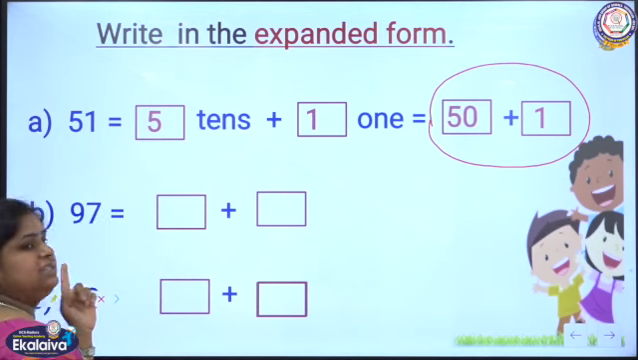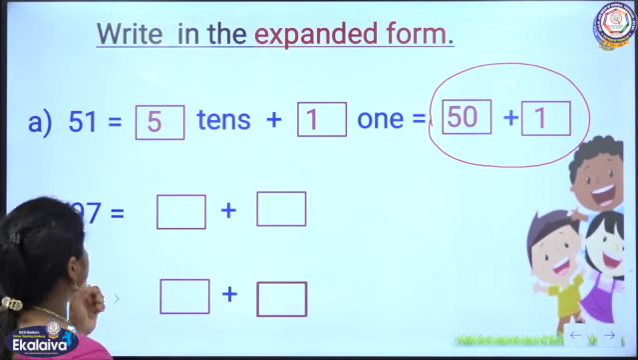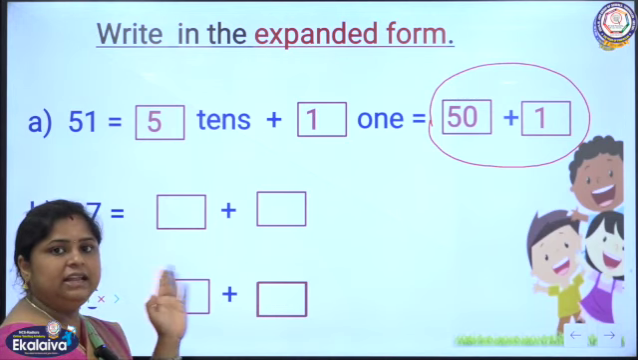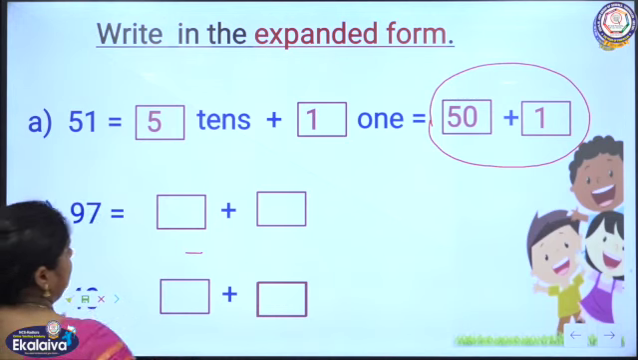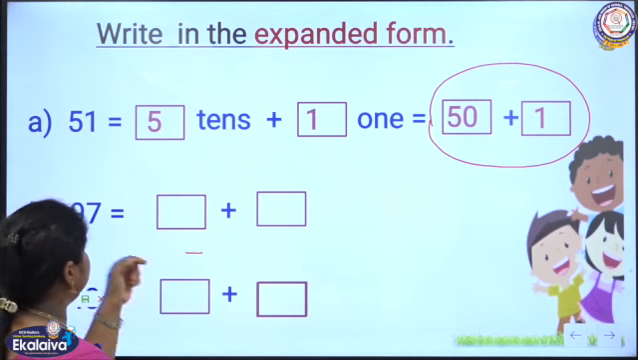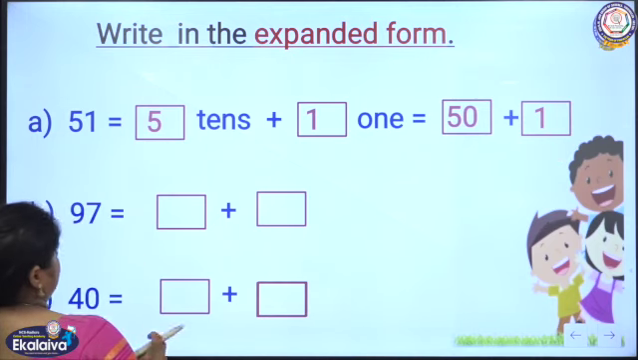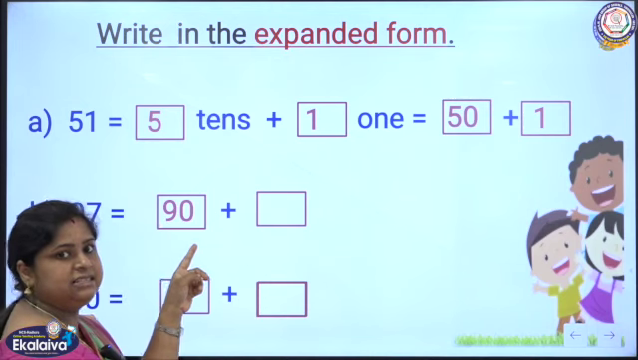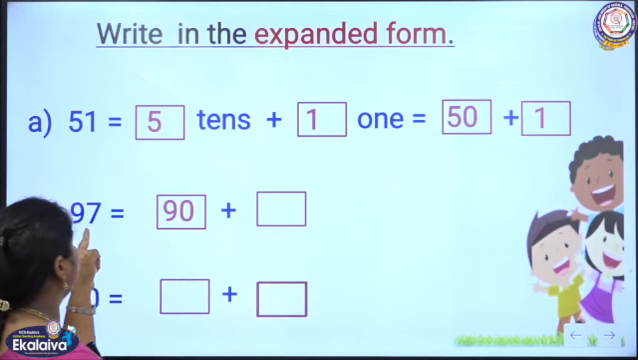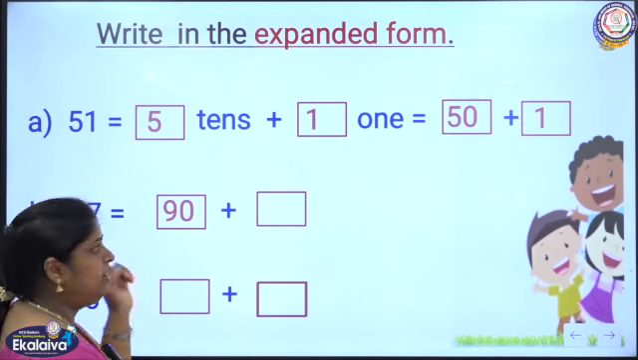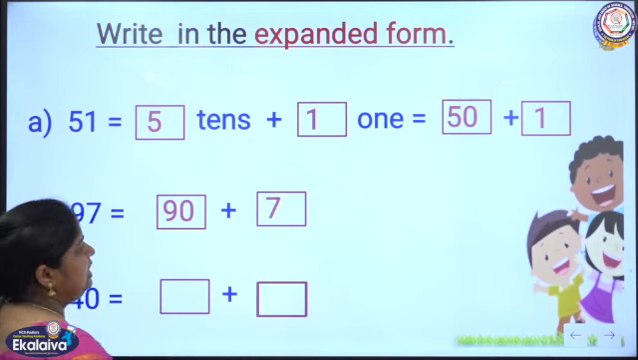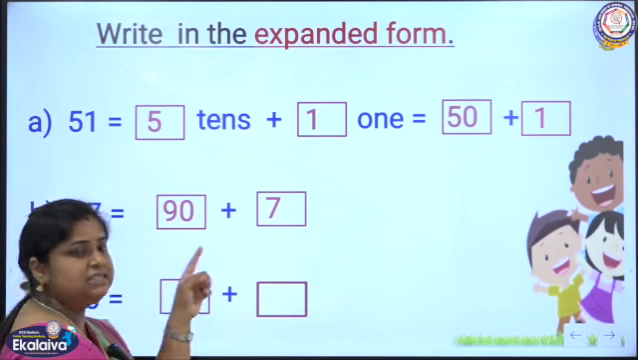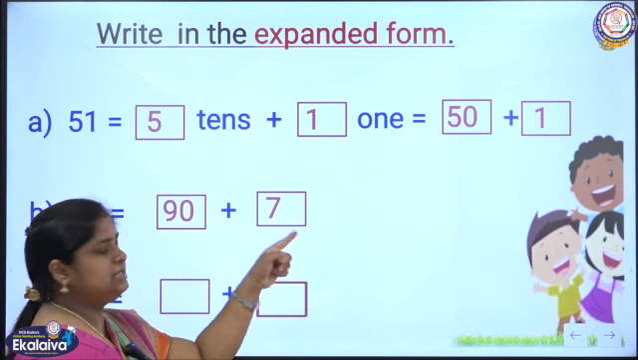See the next sum, 97. Check how many tens are there? 9 tens. 9 tens makes 90. Check the ones. How many ones are there? 7 ones. So 7 ones makes 7. So the expanded form for 97 is 90 plus 7.